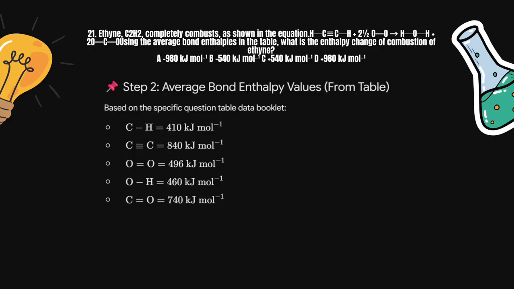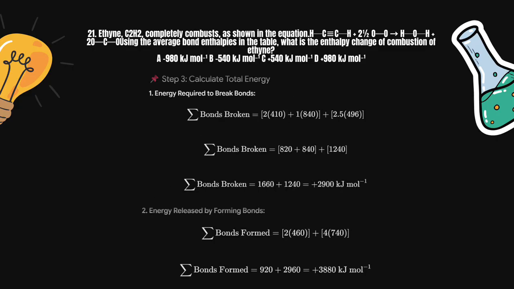Step 2, here are the values from the table. C-H is 410, C triple bond C is 840, O=O is 496, O-H is 460, and C=O is 740. Step 3, calculate the total energy. Total bonds broken equals 2 times 410 plus 840 plus 2.5 times 496, which totals 2900 kilojoules. Total bonds formed equals 2 times 460 plus 4 times 740, which totals 3880 kilojoules.